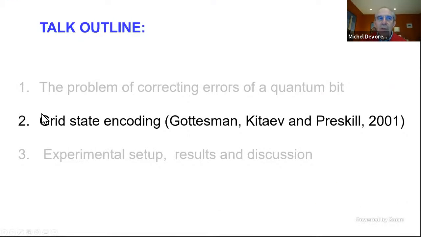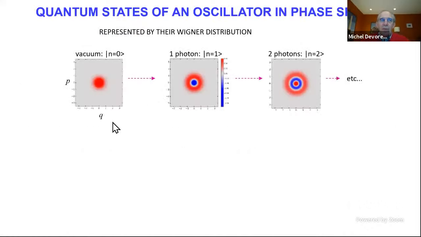And this grid state encoding that was pioneered by GKP in 2001 is fabulous in the sense of limiting the hardware to a minimal amount. The fact that this is so economical in terms of hardware was not realized until a few years ago, because the primitive operation that is needed in this grid state encoding was not realized very quickly after this prediction.